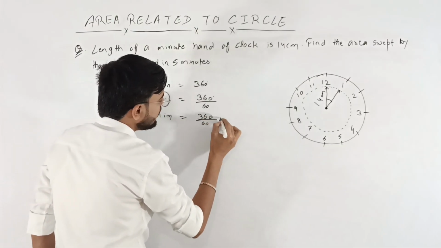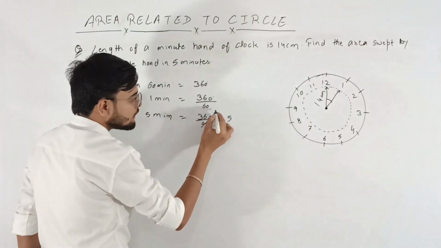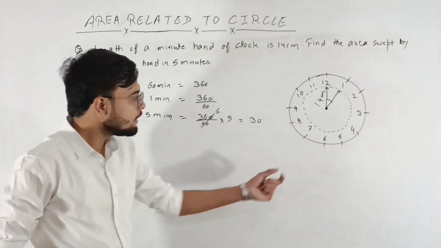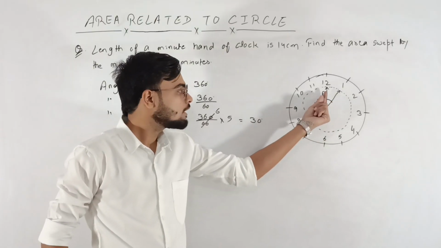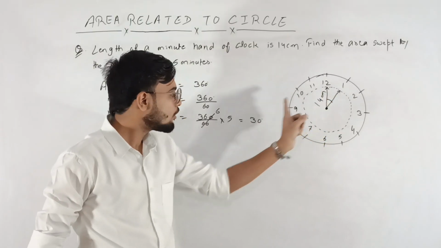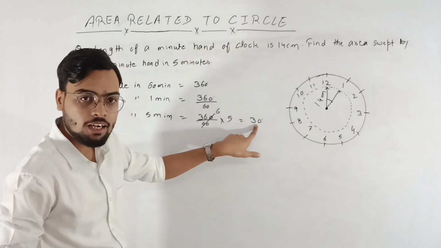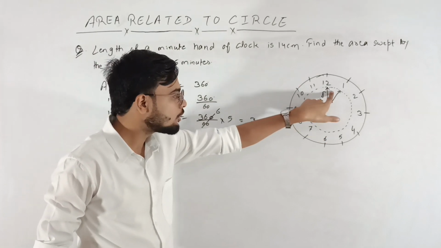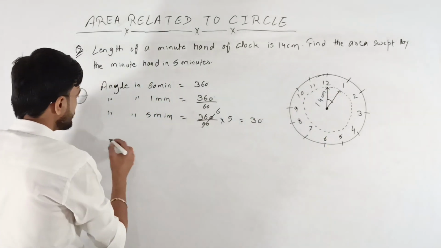So angle in 5 minutes is what? 360 upon 60 into 5. Now this is cancelled by 6 times, so this is 30 degree. So angle in 5 minutes, when the minute hand covers 5 minutes, then it makes an angle of 30 degree. So now I have theta, which is 30 degree, and radius, which is 14 centimeter. Now I have to find the area of this part, which is sector. So area of sector is what?